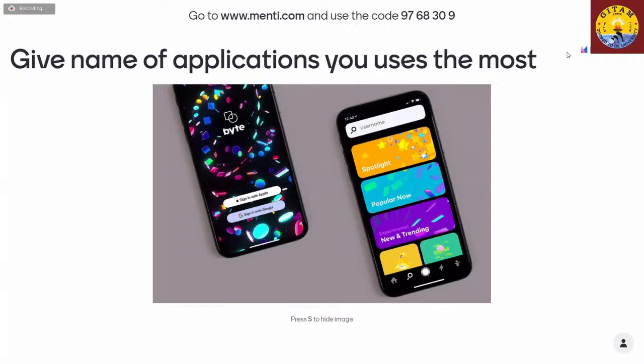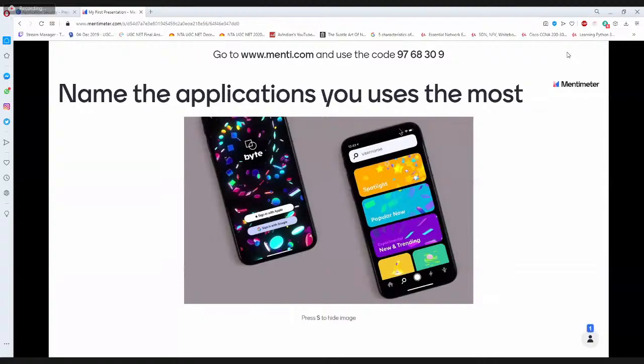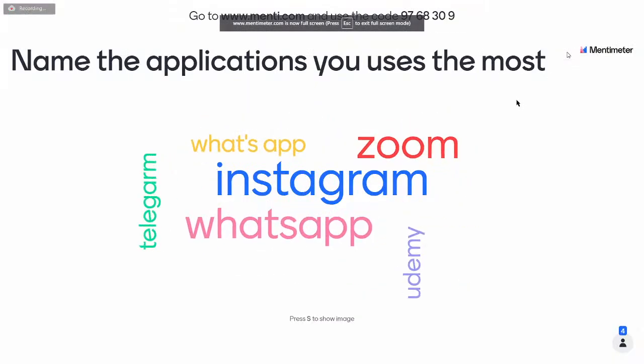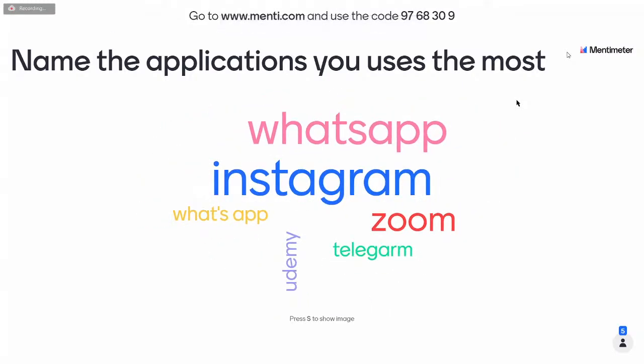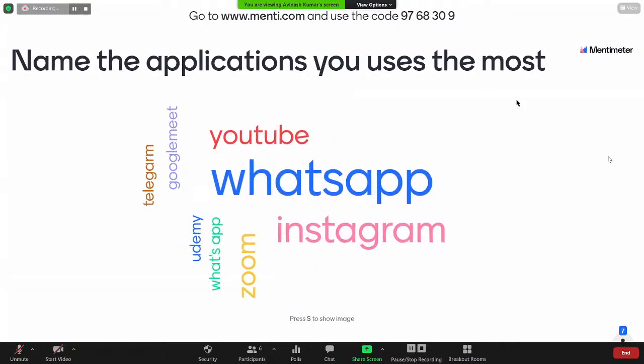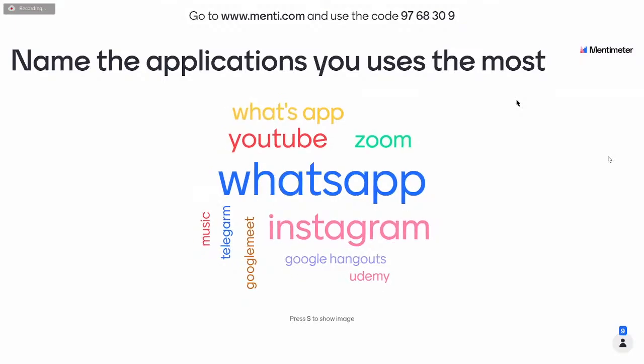I hope all of you are on www.menti.com and have entered the code 9768309. The question is, name the application you use the most. Generally we do this in person as it is easy for asking these kinds of questions and answers, but in a virtual session it is much more difficult, so I found this a cool way of doing it. I also need to make sure you are seeing my screen. I'm already starting to get answers, very nice. Let me show you the answers here. I can see WhatsApp, Instagram, Zoom, and as you can see, some kind of pattern is becoming visible here.